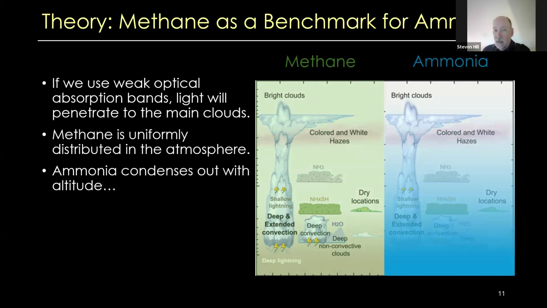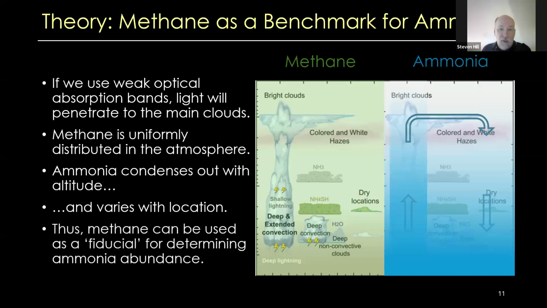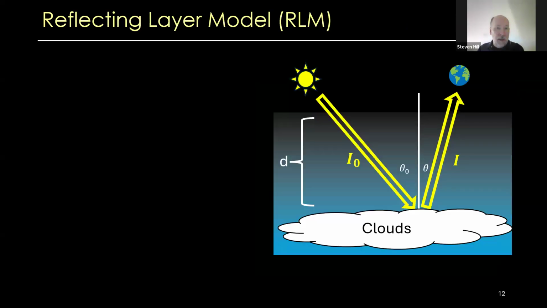Whether or not it's forming thick and notable ammonia ice clouds is another question, but it definitely reduces its concentration as it goes up and hits that condensation altitude. And it varies with location because it's caught up in circulation. So there are upwellings and subsidence shown where the convection is active, and then downwelling where the dry locations are. So we can use methane as a fiducial, as a benchmark for determining the ammonia abundance. And that's the inspiration for this method.